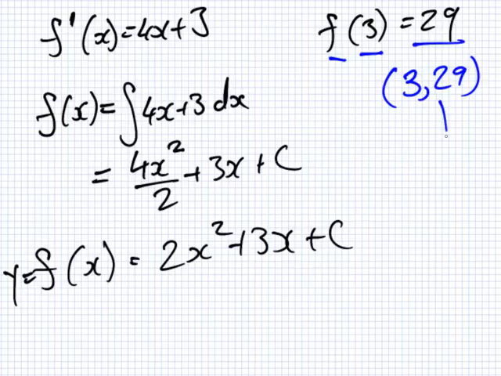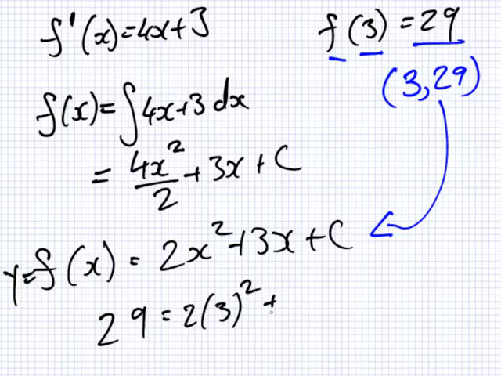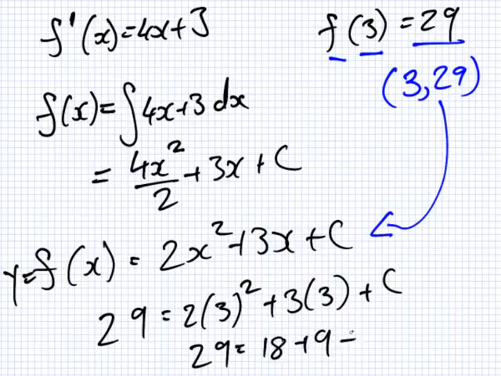So, if I put that in, I get 29 equals 2 times 3 squared plus 3 times 3 plus c. So, 29 is 18 plus 9 plus c. So, c is 2. So, there we go. I now have my c is 2. Actually, I'll put it in here. c is 2. This is the answer.